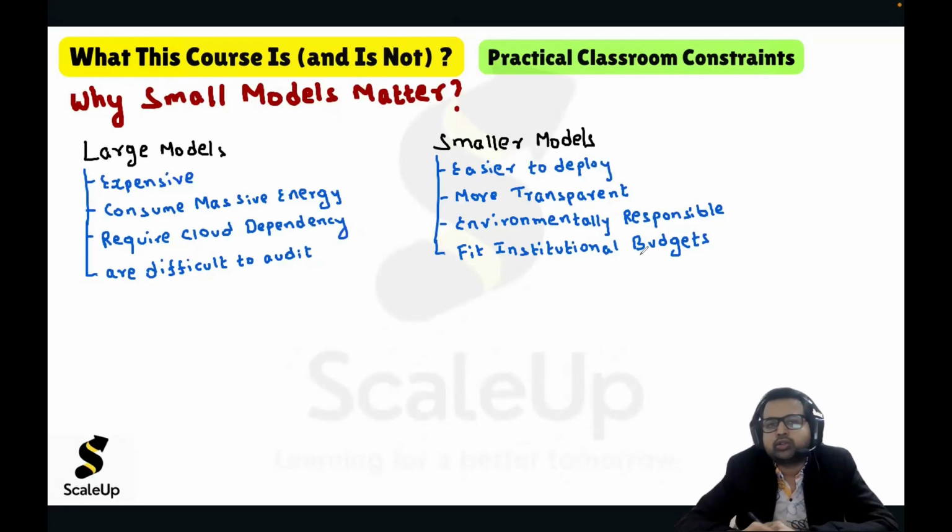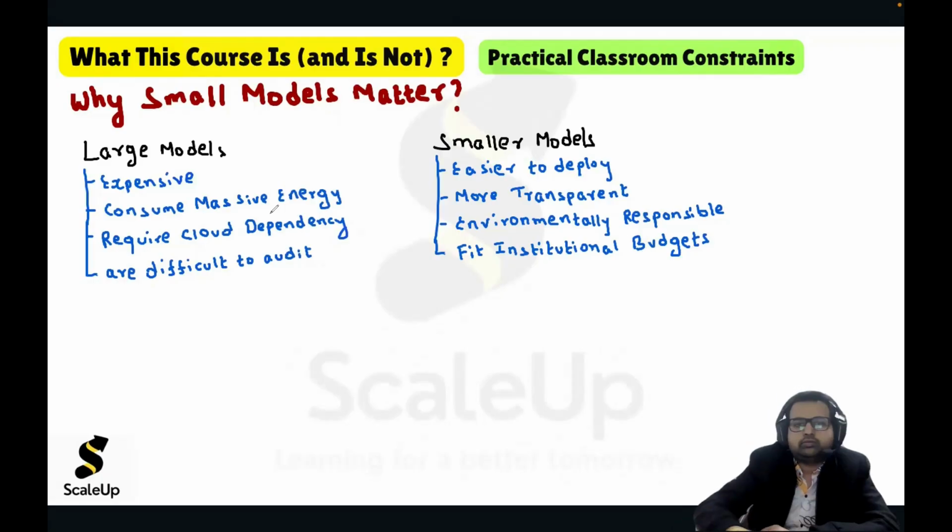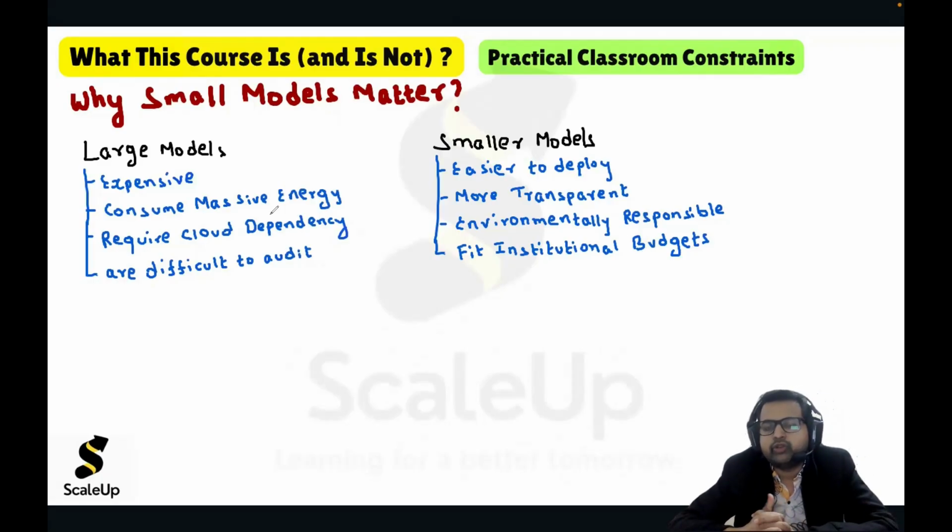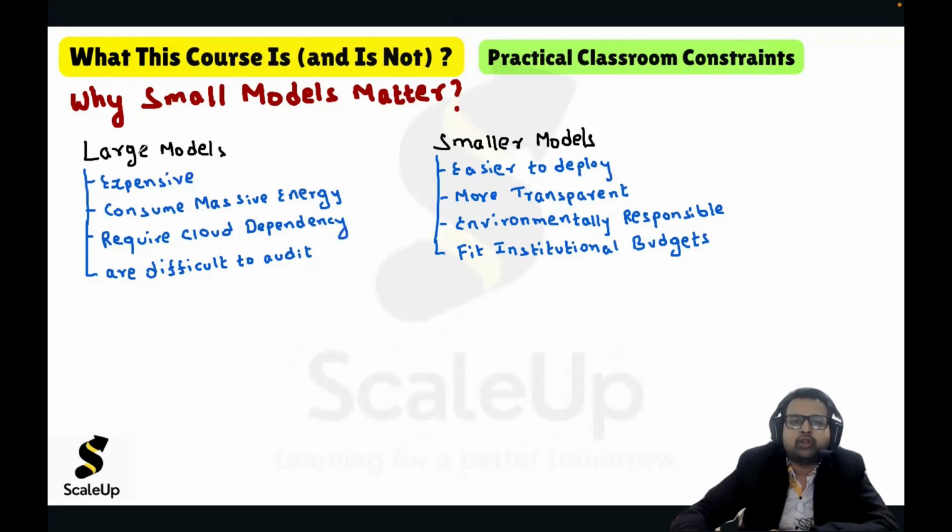So all these factors make smaller models the right choice. And in this course, we will be focusing on smaller models only. The AI grading system which we'll be making will be a sort of smaller model.